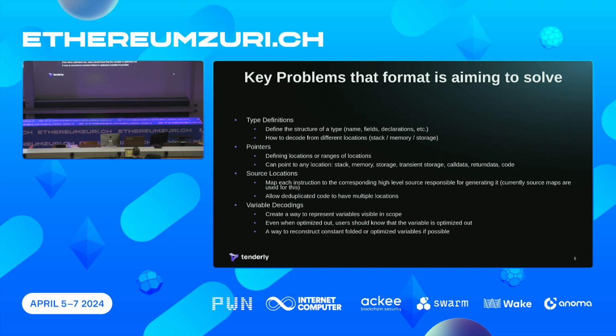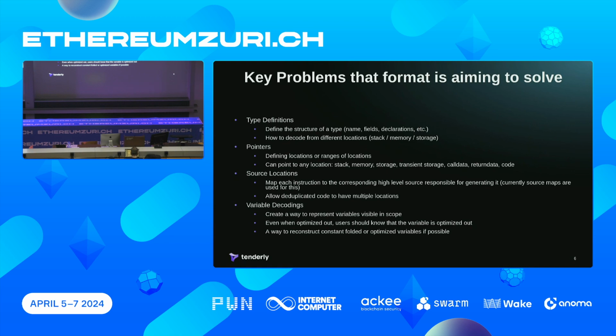On top of that, we would need source locations, so some way of mapping how each instruction on the EVM corresponds to the high-level source code. Currently, we use source maps for this, but it can be quite unreliable, especially in cases where the IR optimizer is enabled. And the other thing is what I talked about at the beginning. In certain cases, the optimizer is going to deduplicate some of the code segments. Ideally, we can have information pointing us to the multiple locations, and ideally, of course, tell us how to determine which one it is.